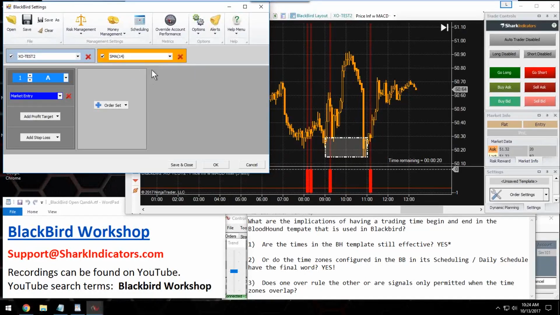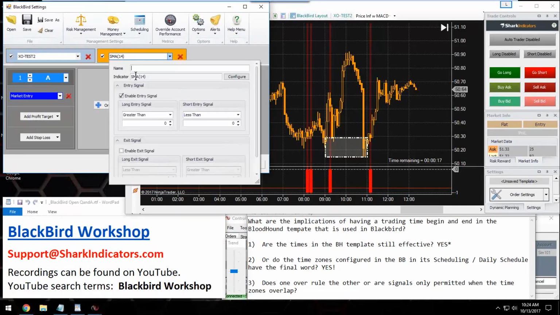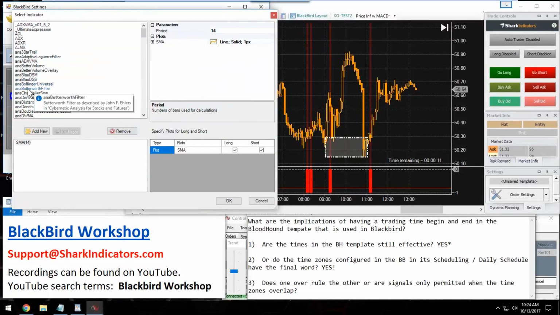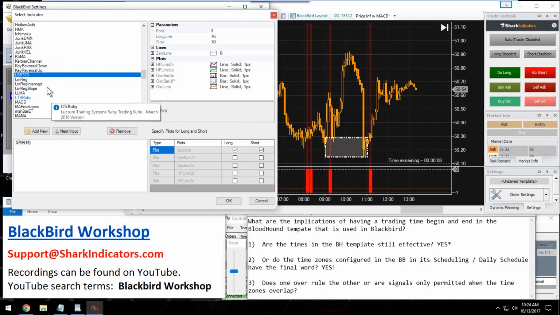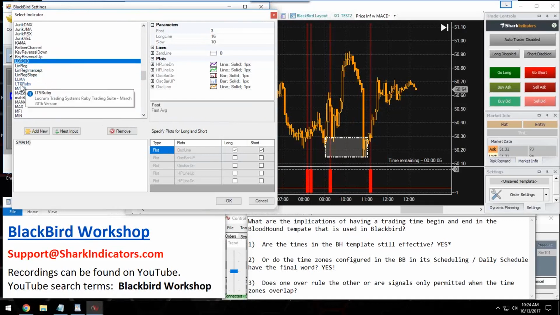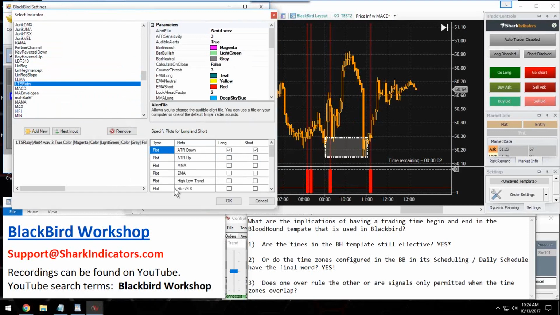Keep in mind, I'm saying Bloodhound because it's my example, but it's going to ignore any kind of indicator signal. If you're using someone's custom indicator signal, such as Lucrum, we could plug in their LTS Ruby indicator. Or Indicator Warehouse has their DTS signal indicator, their DTS system, right? You could plug that straight into Blackbird as well. There we go, there are the LTS Ruby trade signals.